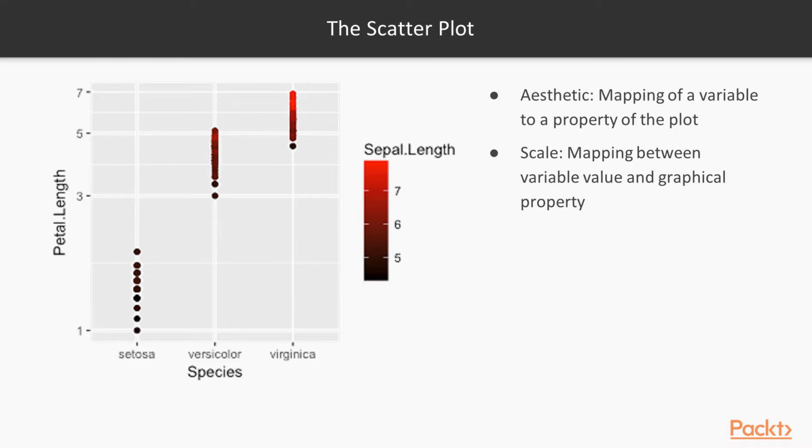Note that the aesthetic mappings have not changed. The y-axis aesthetic still represents petal length, and the color aesthetic still represents sepal length. All that has changed is how these properties of the plot express different values of the variables.